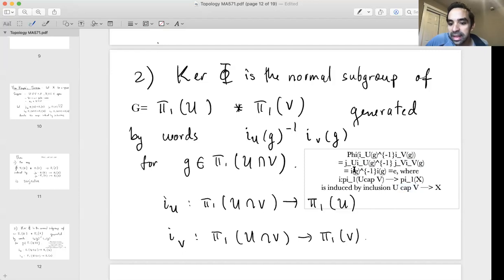Yeah. My claim was that i is not the identity map or anything like that. Remember, the map induced by an inclusion is not an inclusion. Can you say that again? Yeah, the map at the level of fundamental groups induced by an inclusion of spaces is not injective. It's not necessarily an inclusion map.